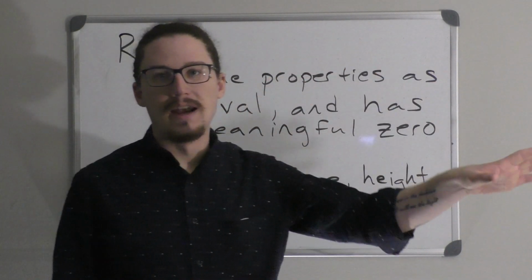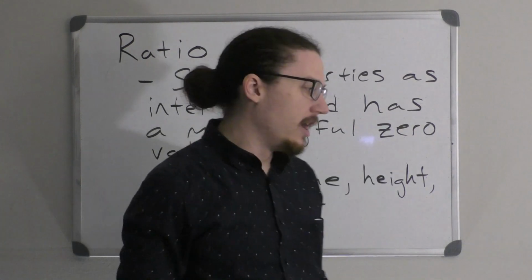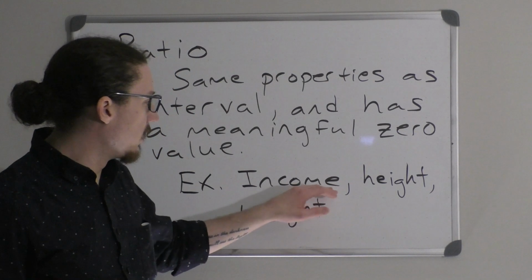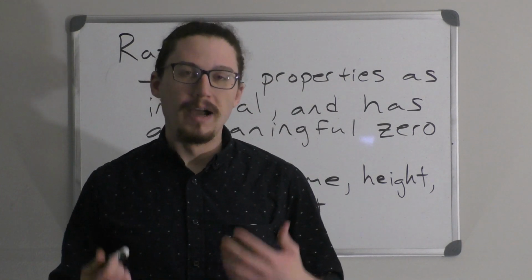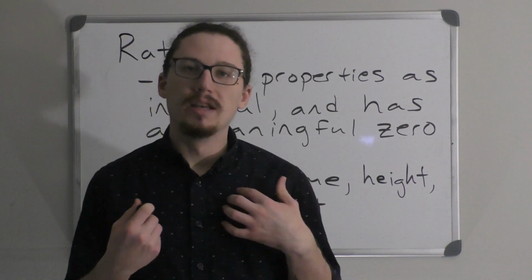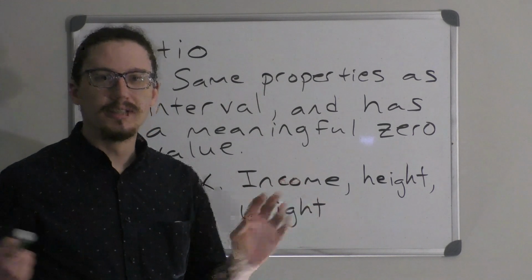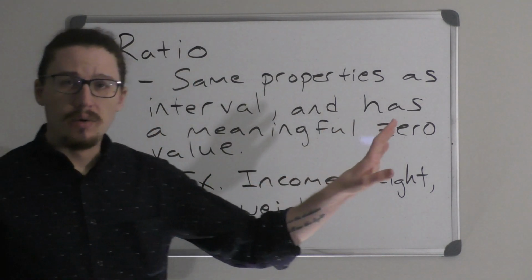A $1 change in income is the same whether you are at an income of $14,000 or $140,000. A $1 change is going to mean the same thing. And it definitely has a meaningful zero value. If my income is zero, that's definitely going to be meaningful to me. Height and weight are essentially the same thing.